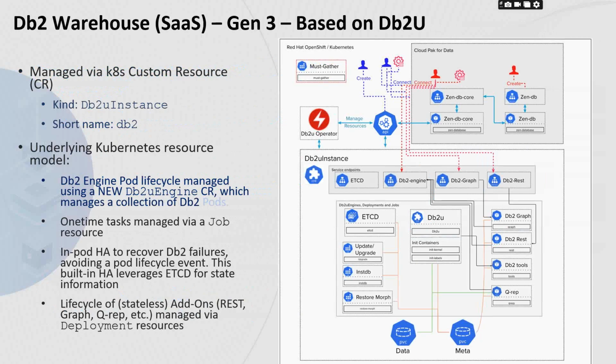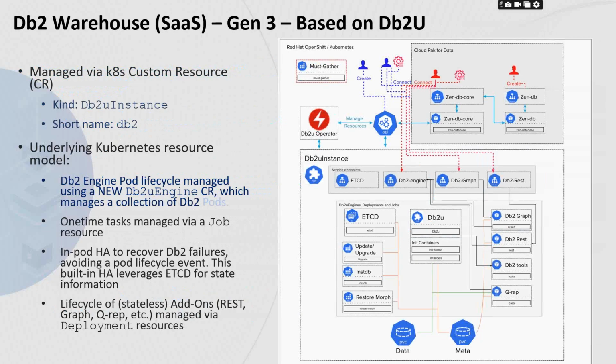And so we have a multi-container strategy now where things like QRep and Spark and other components are in separate containers, and only the DB2 engine is in the DB2U container, which means the only time that engine comes down is because you're actually making an engine update. And that's what clients want.